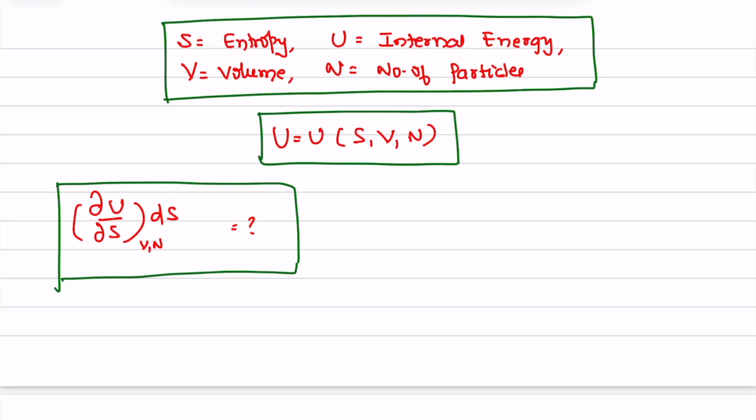Each term's meaning, let us try to understand. This is a derived state function from S, V, N. Then what is its value? That is the question. Here we are required to understand dou U by dou S, when volume and number of particles are constant, is equal to what?